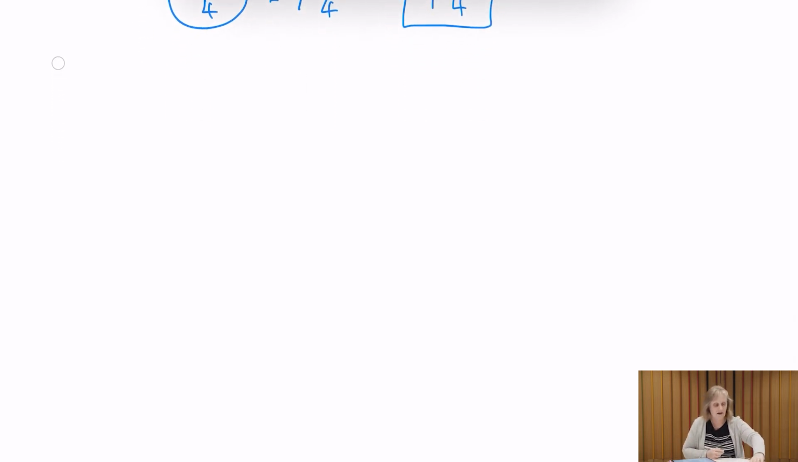Subtracting is very similar. Okay, so we're just going to have a look at another question here. So we want to write our answer in lowest terms.